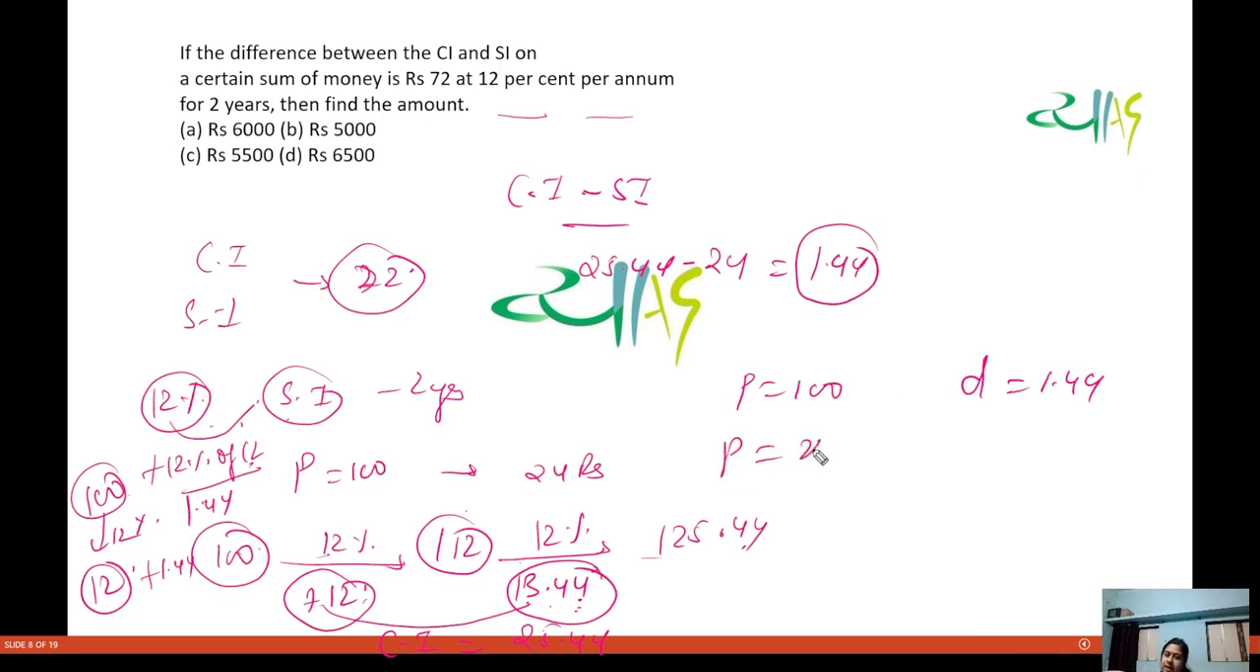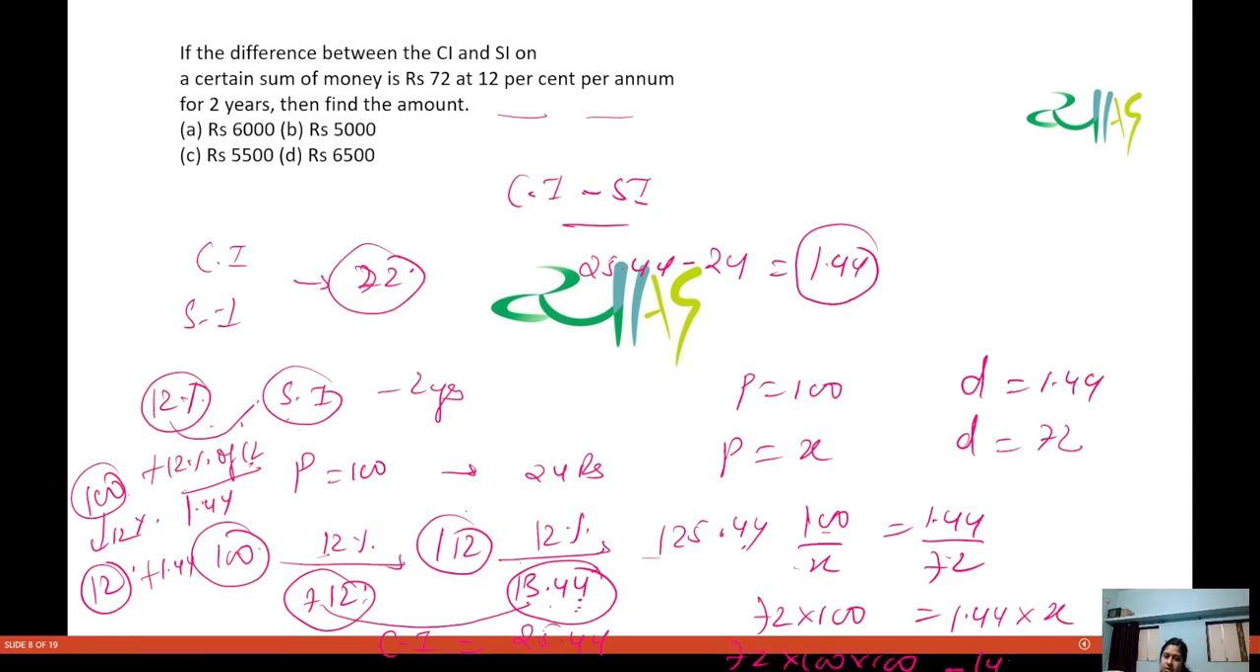As my principal will increase, my difference will become 72. So 100 by x, or you can do the vice versa also. 100 by x is equals to 1.44 divided by 72. Okay. So either you can do this directly here. 72 into 100 is equals to 1.44 into x. Okay. So you will do what? Multiply 100 here and just do this 144, and this will become 2, and this will become 50. So this becomes 5,000.